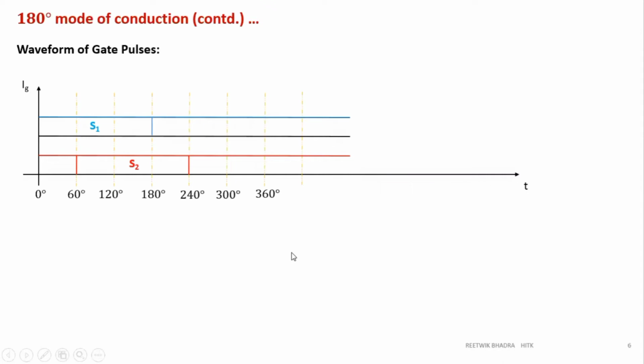Next, which switch will be on? S2. After S2, which switch will be on? S3. S3 will be drawn in this black band, right? So at a gap of 60 degree from S2. So where is S2 starting? 60 degree. So S3 should start at 120 degree, right? At this point. So let us check. Yes, S3 is starting at 120 degree and should end at 120 plus 180 gives me 300.